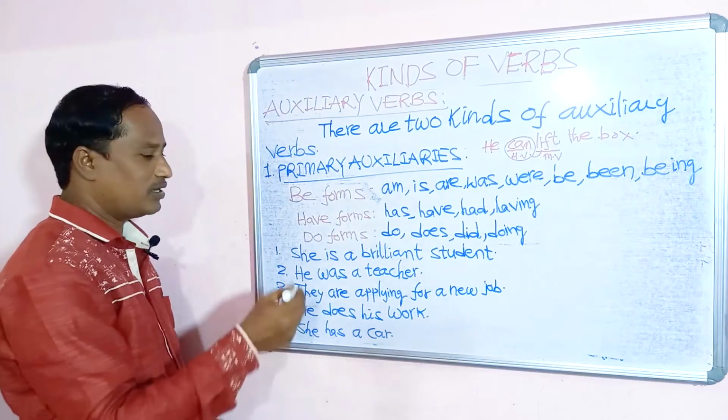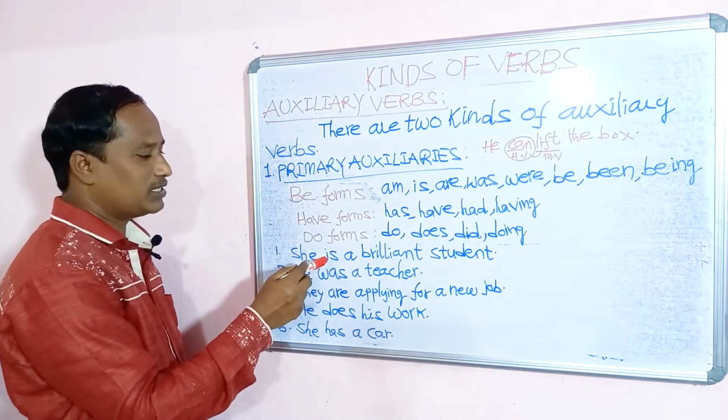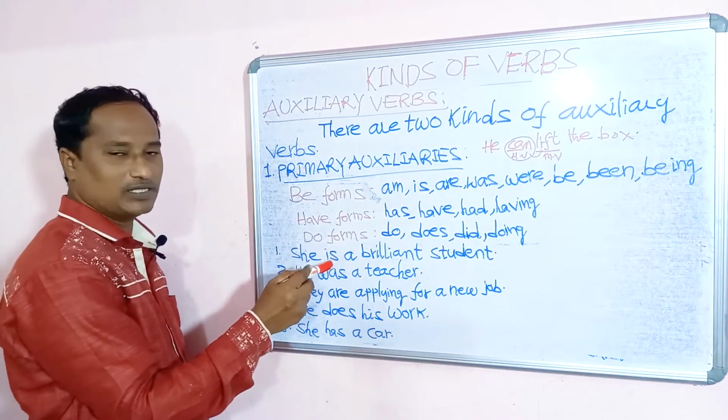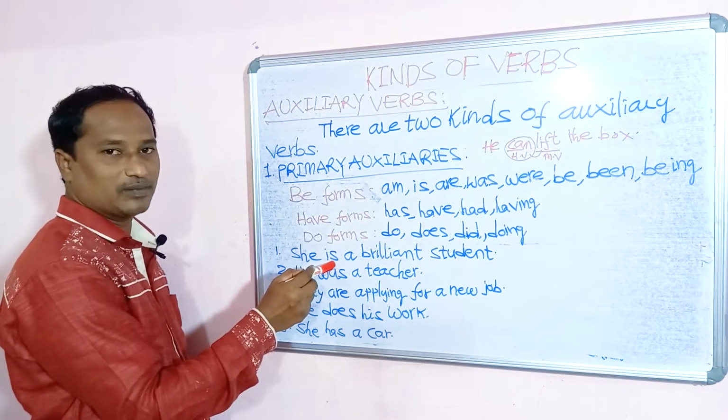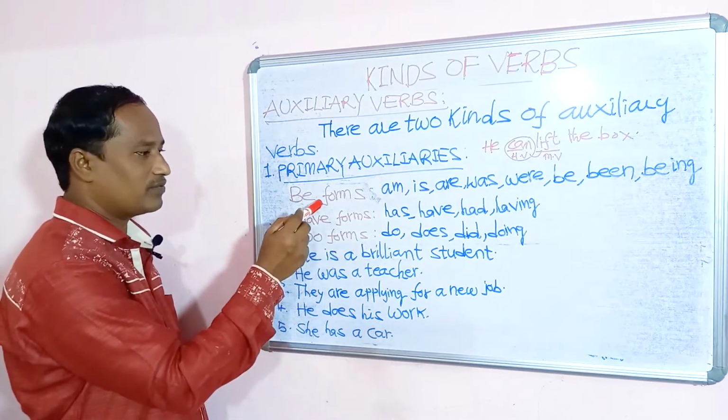So what can we understand from this sentence? Here in this sentence, the primary auxiliary verb is "is". So it belongs to one of the B forms.